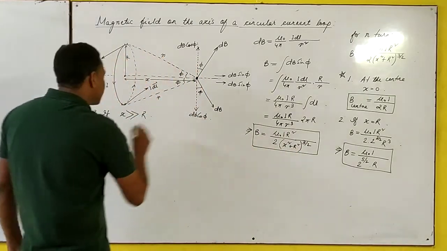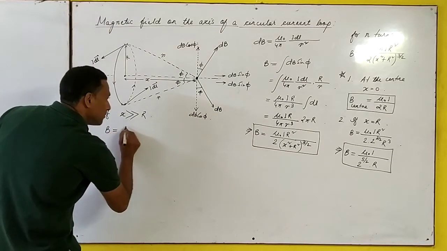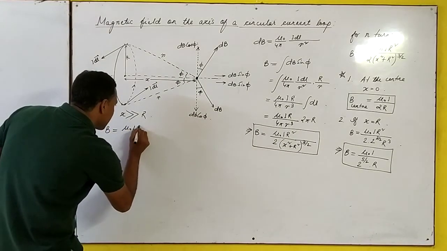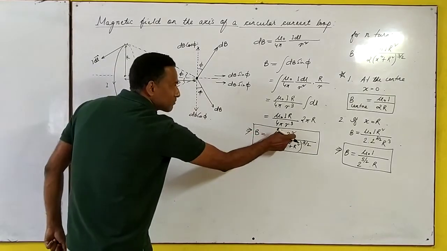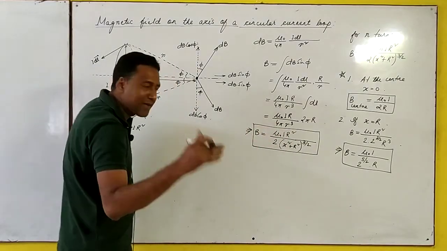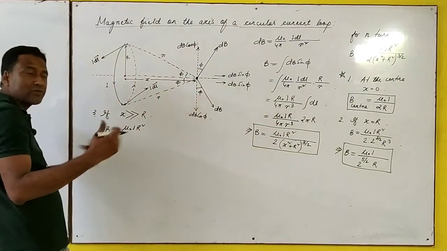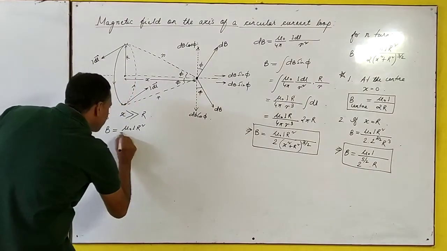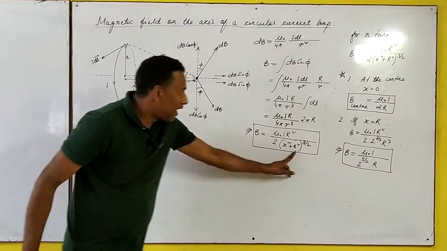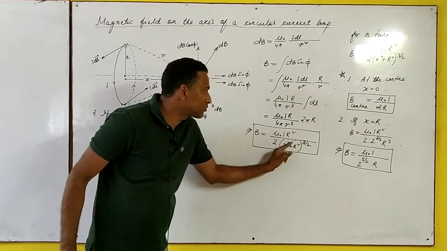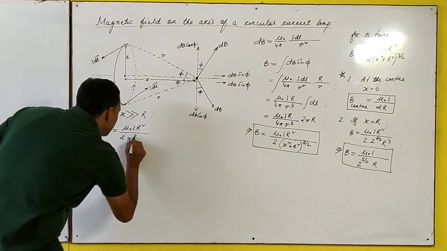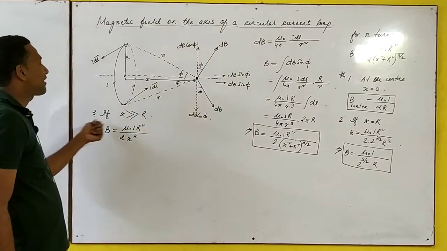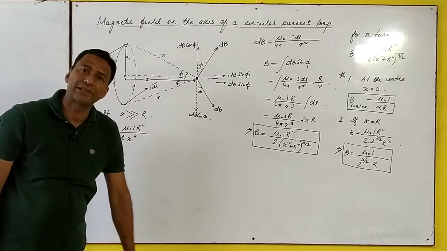So if you neglect this, then the magnetic field B is equal to mu naught I capital R square. This capital R you cannot neglect because here you do not have the term x square; in comparison to x only you can neglect. So in the denominator, twice r square is neglected. So x square to the power 3 by 2 will become x cube. So that is the expression for magnetic field if x is much greater than capital R.